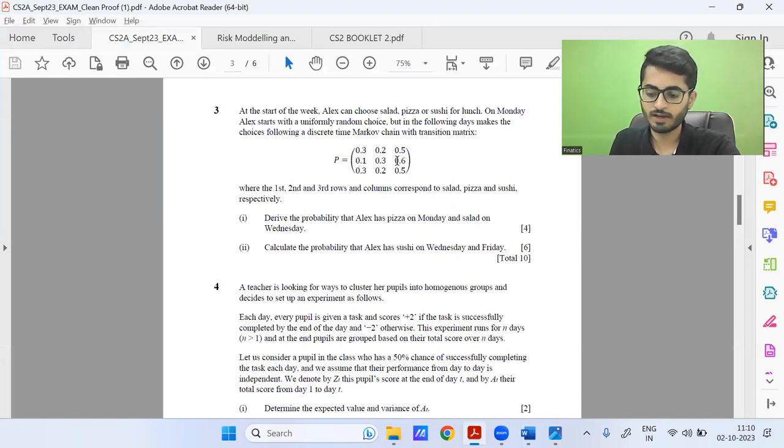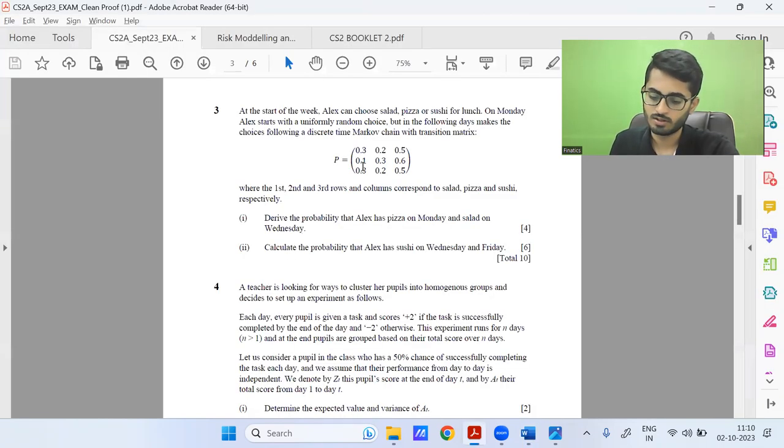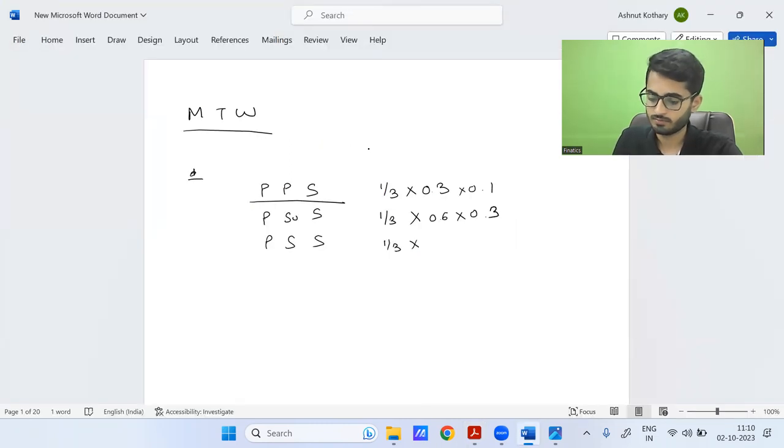Now on Tuesday, when I am on sushi, I need to look at the third column for my Wednesday part, and I want salad over here. Salad corresponds to 0.3. It's gonna be 0.6 into 0.3, and this will be 1/3 into I had pizza on Monday. I want to have salad, so salad is nothing but 0.1. And once you have salad, I'll look at the first row, so 0.1 again into nothing but 0.3.